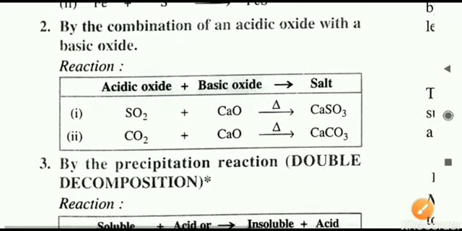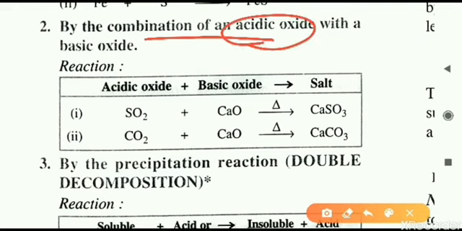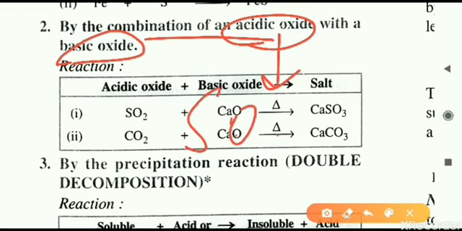Next, point number 2 here, that is the second method, is by combination of acidic oxide with the basic oxide. Acidic oxide means what? Any oxide which dissolves in water to form acid. For example, SO2, this is an acidic oxide. Why is it so? When it is dissolved in water, it will give H2SO3, that is an acid.